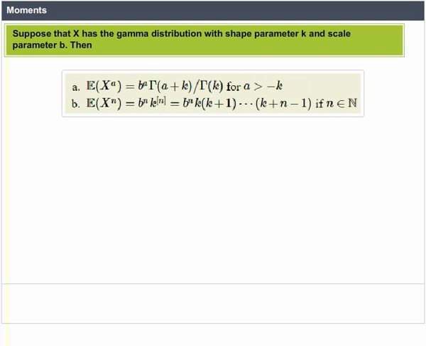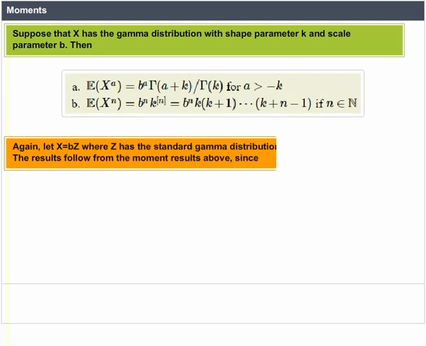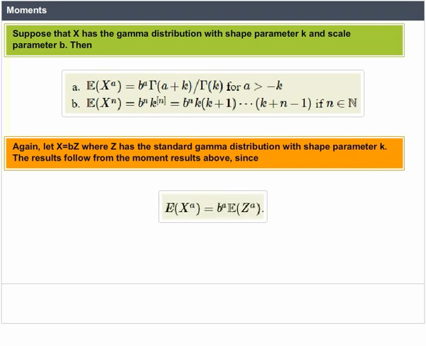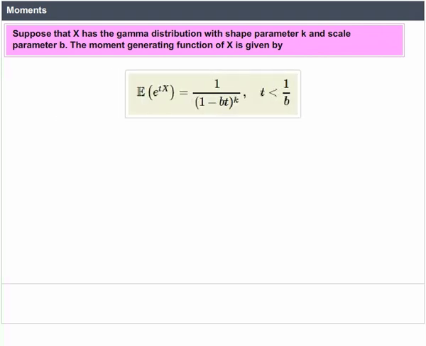Again, let X = bZ, where Z has the standard gamma distribution with shape parameter k. The result follows from the moment results above, since the expectation of X^a equals b^a times the expectation of Z^a. Suppose that X has the gamma distribution with shape parameter k and scale parameter b. The moment generating function of X is given by the expectation of e^(tX) equals 1 divided by (1 - bt) to the power k, where t is less than 1 divided by b.